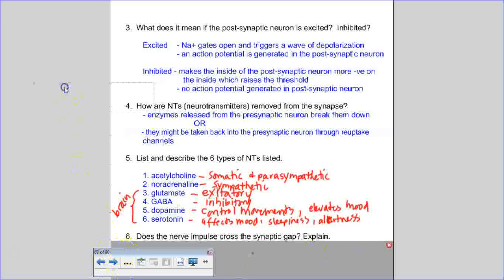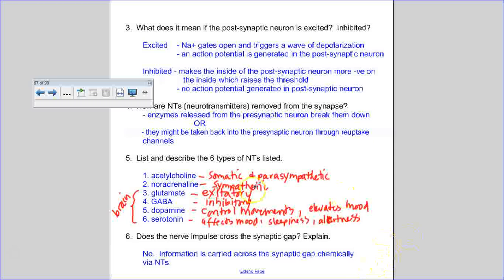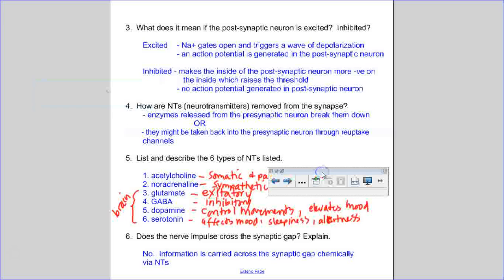Number 6. Does the nerve impulse cross the synaptic gap? Explain. And the answer is no. The information that's carried across the gap has to be carried chemically. The actual nerve impulse, the action potential, can't cross the gap. You have to have neurotransmitters carry the message along.